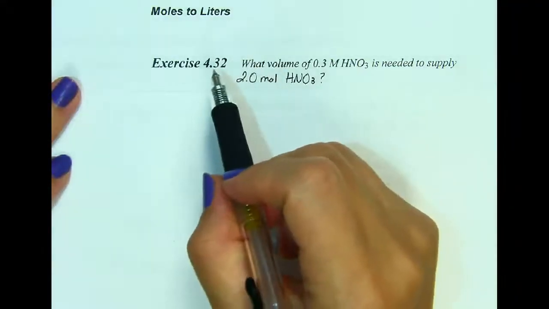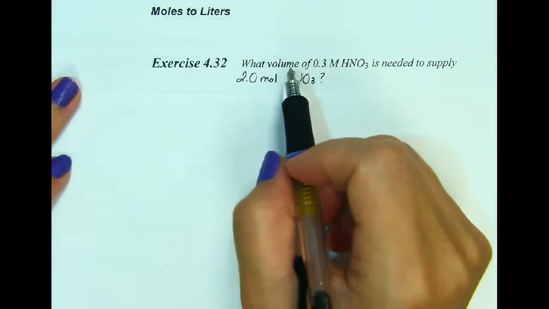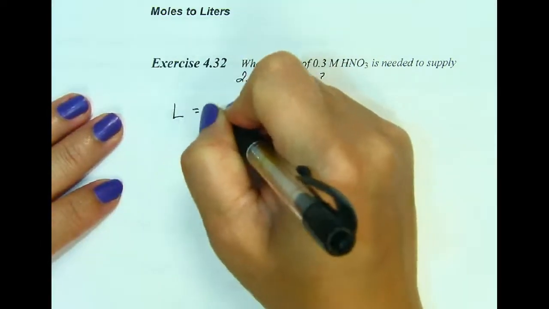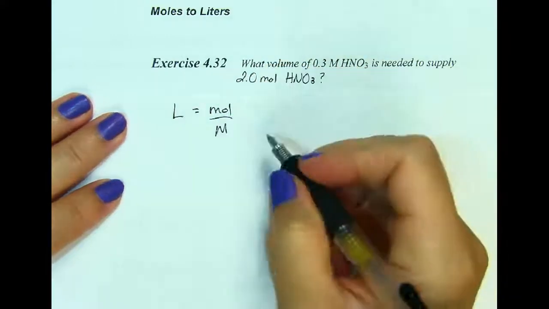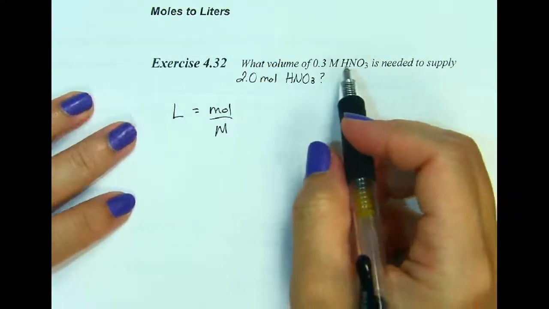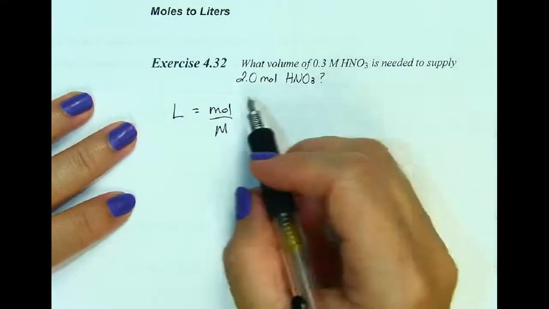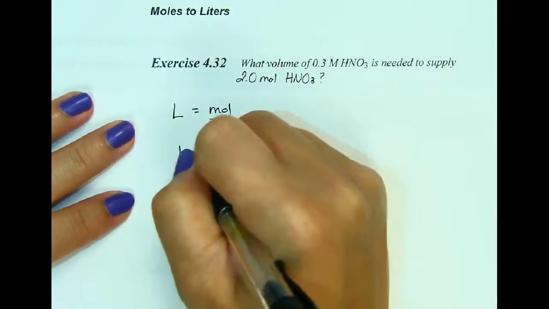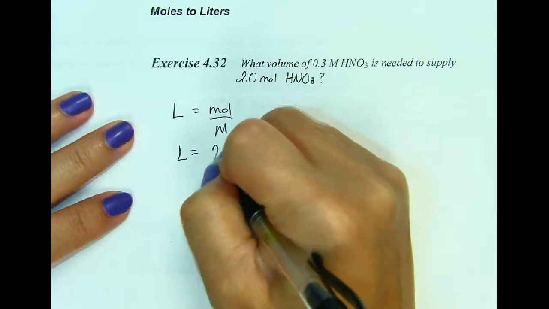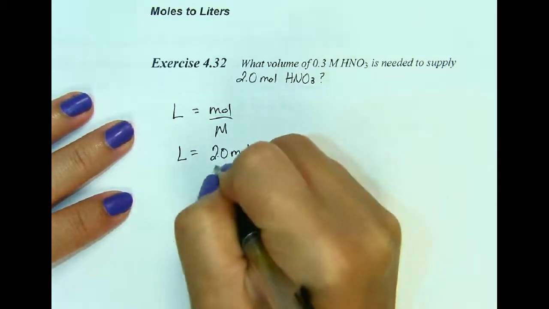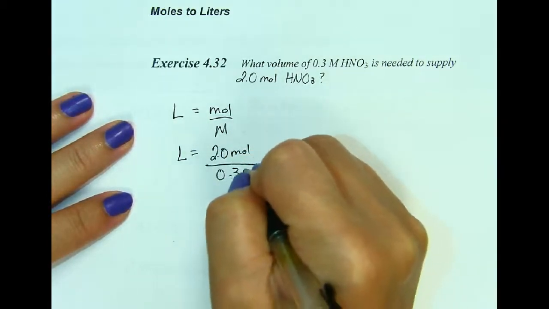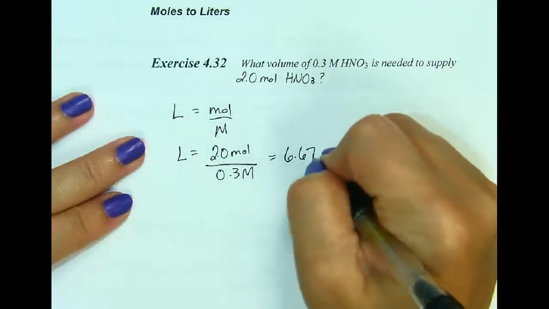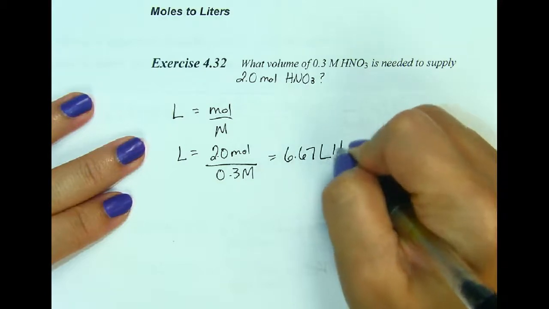So exercise 4.32, what volume, so we're looking for the liters, and that is going to be equal to moles divided by molarity. What volume of 0.3 molar nitric acid is needed to supply 2.0 moles of nitric acid? And so I'm going to solve for the volume, and I'm going to take 2.0 moles of nitric acid divided by its molarity, 0.3 molar, and that's going to give me 6.67 liters of nitric acid.